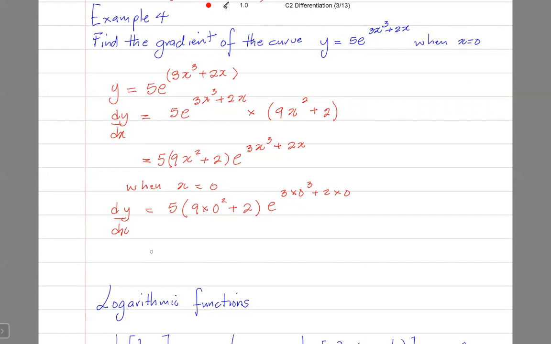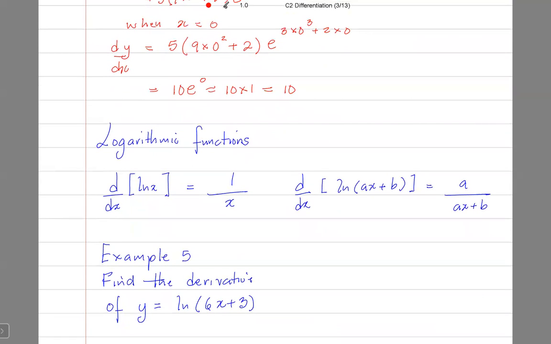So my final answer is going to be 2 times 5, which is 10 e to the 0. Anything raised to the 0 power is 1. So this is 10 times 1. The answer is 10. Did you get that? Yes, sir. All right.